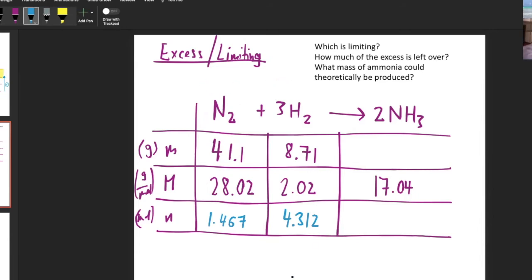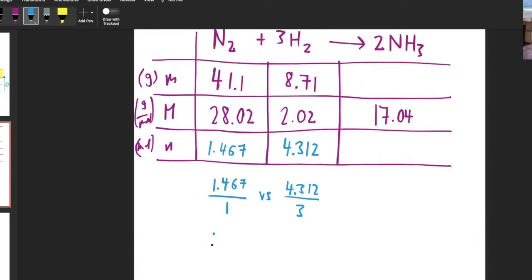So to do a fair comparison, you have to do a little fight. You're going to do 1.467 but you're going to divide by its coefficient, which is 1, and then you're going to go versus, like a fight, 4.312 divided by 3. The first one's a joke because it's just the same. Can you do the second one on your calculator? 4.312 divided by 3 is 1.437.